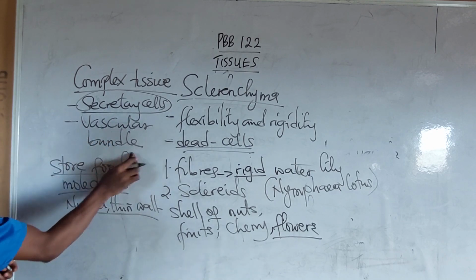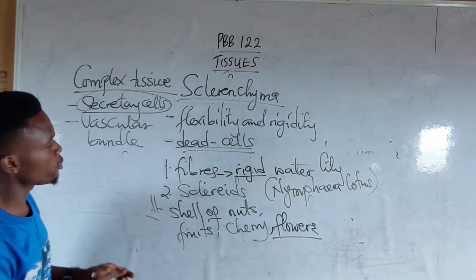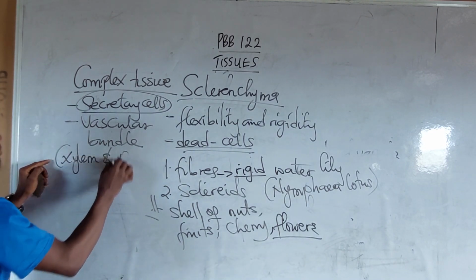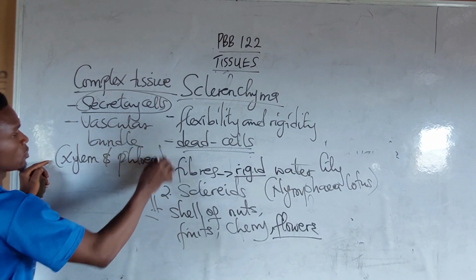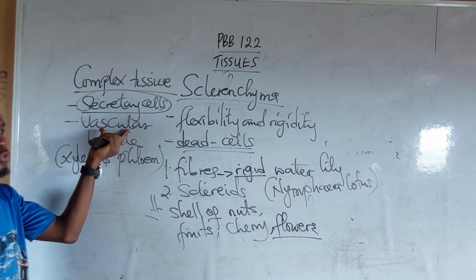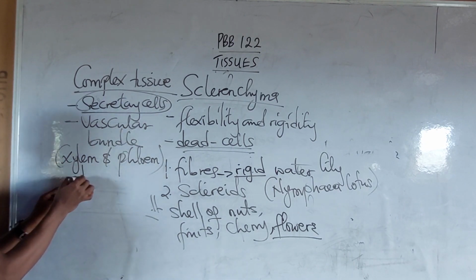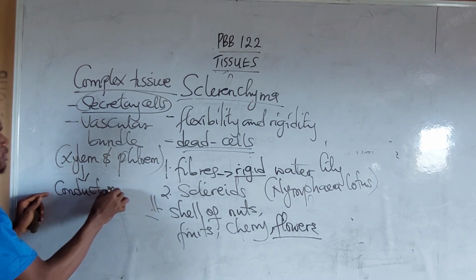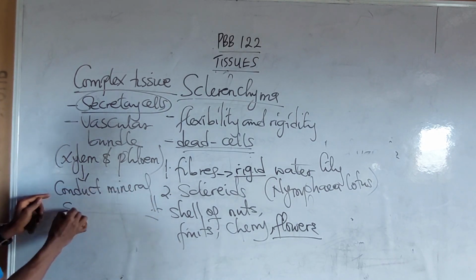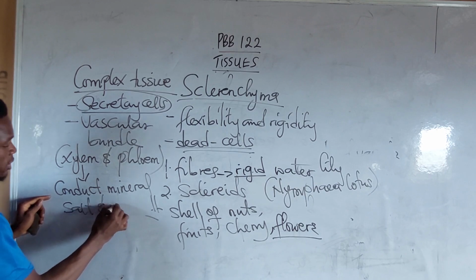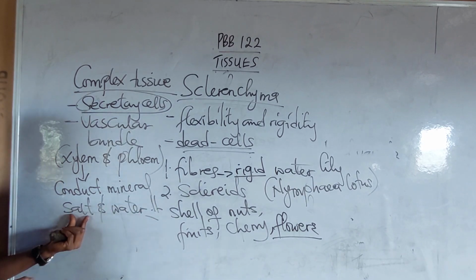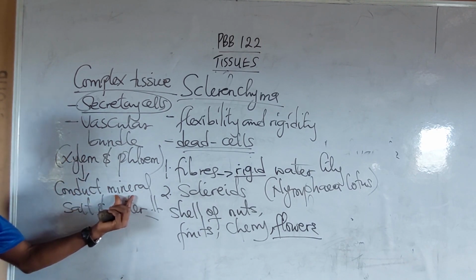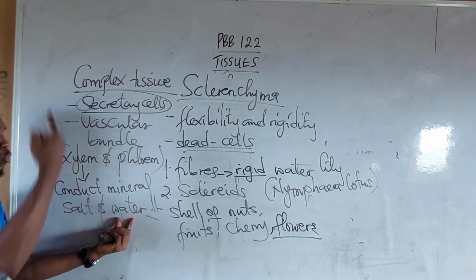Vascular bundles. Now I told you that the xylem and phloem make up what? The vascular bundles, the xylem and phloem. These are the two entities that make up the vascular bundles. Now the primary function of the xylem is to conduct dissolved mineral salts and water. If I don't use salt, I can use nutrient. The primary function of the xylem is to conduct mineral nutrients and water upward the plant.